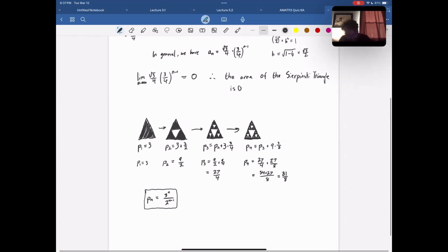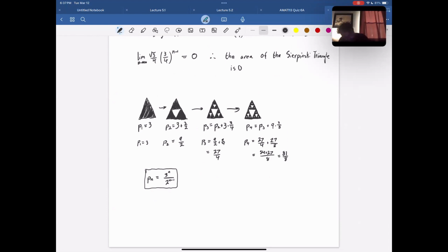Now, we take the limit on this, and we can get the overall perimeter. Right? So that'll be the limit as n goes to infinity of 3 to the n over 2 to the n minus 1. Because we've got ourselves here a term in the numerator which dominates the term in the denominator. Right? We know that this thing is going to diverge to positive infinity.